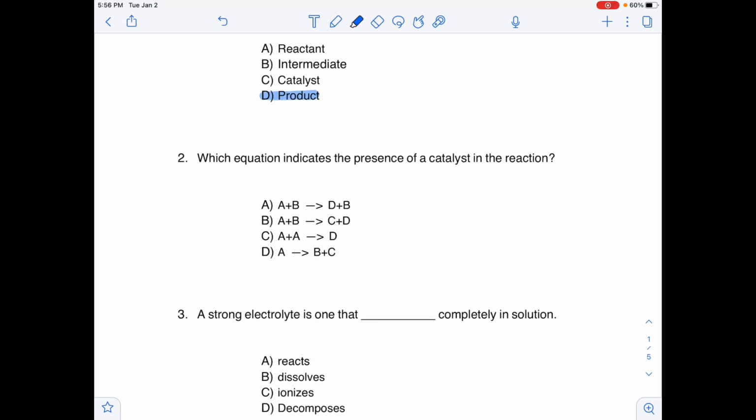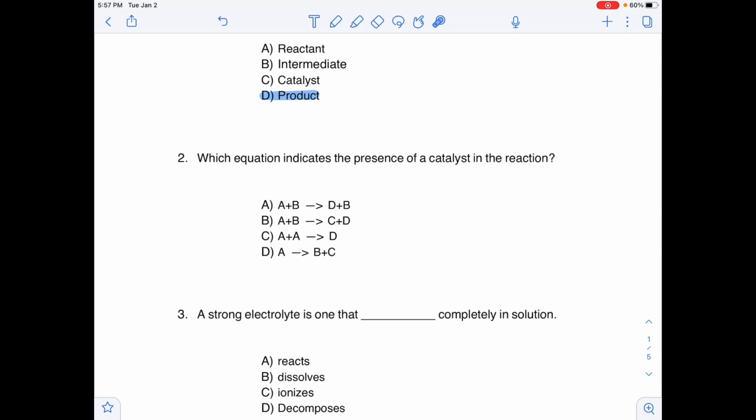For question 2, it says, which equation indicates the presence of a catalyst in the reaction? So when we look at our options, we see option A has A plus B producing D plus B. So when we look at this, we see that B is on the reactant side and it's also on the product side, which could indicate the presence of a catalyst.